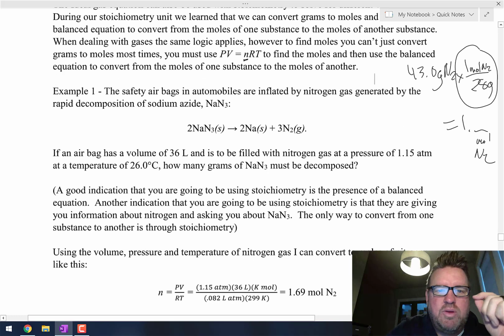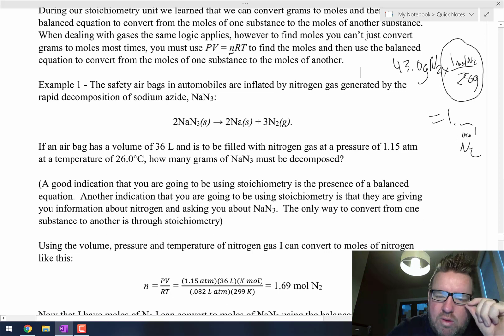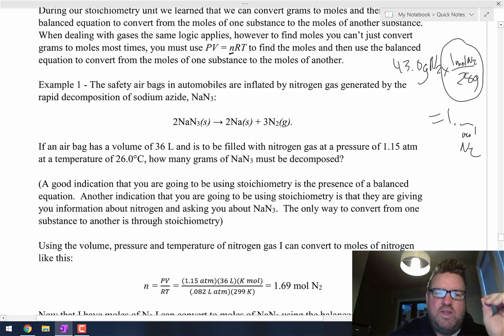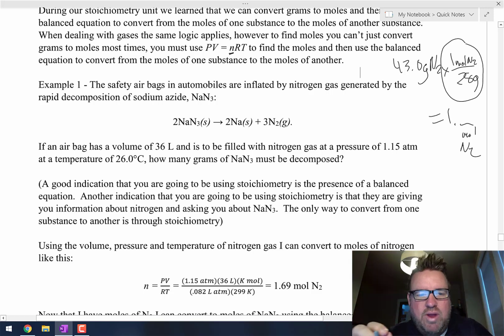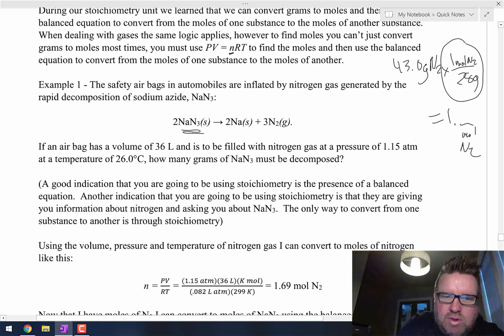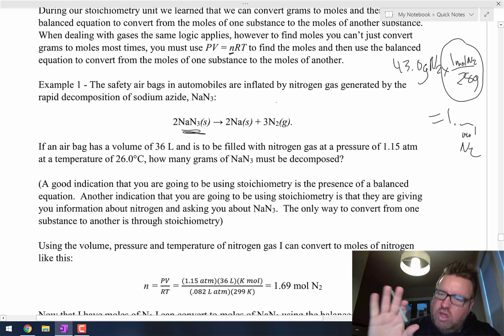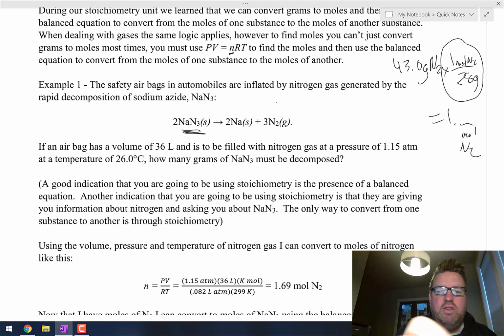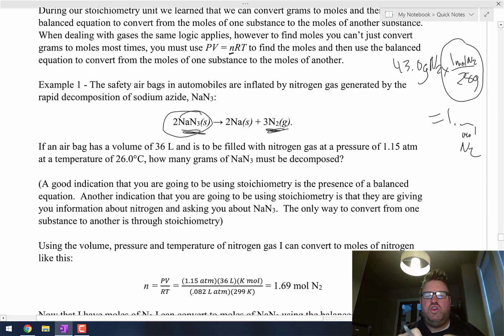Okay, so example number 1. Safety airbags in automobiles. I don't know if this is true, but initially they were inflated by nitrogen gas generated by the rapid decomposition of a compound called sodium azide, which is NaN3. This would heat up really, really quickly, so your car would hit something, it would signal something in the steering column. This would heat up really, really fast, and it would produce a large amount of nitrogen, which would fill up the airbag before you have the time to come forward and hit the steering wheel.